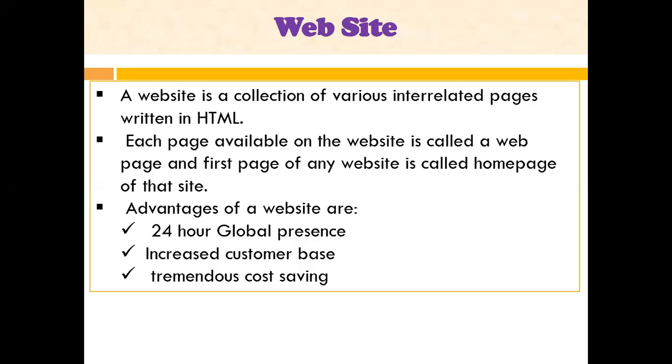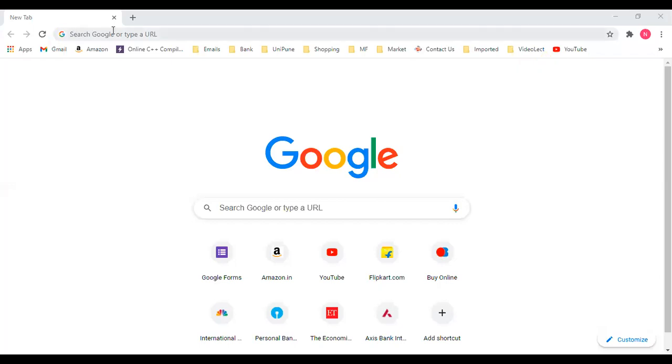Now I will unmute you all. So I'm trying to show you. Now I have opened Google Chrome. Okay. Now this is called the address bar. This is my address bar. And this is also a search bar.